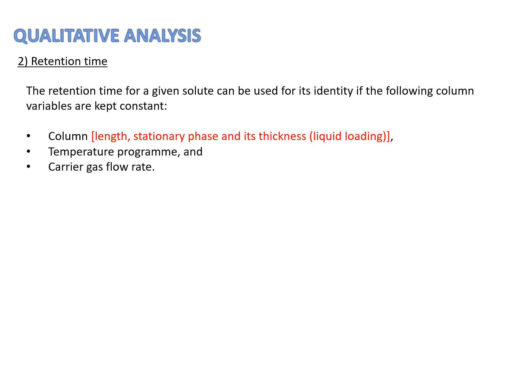Based on retention time, like in GCFID, we use retention time because we don't have a mass spec or library to compare with. The retention time for a given solute can be used for its identity if the following column variables are kept constant: for example, the column length, stationary phase, and its thickness, which is the liquid loading, and also the temperature programming and carrier gas flow rate. All these variables should be constant so that we can use the retention time and compare it with the standard retention time for qualitative analysis.